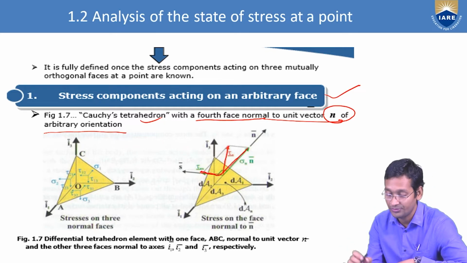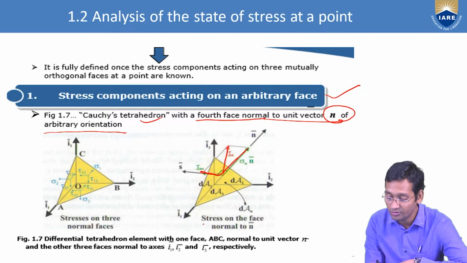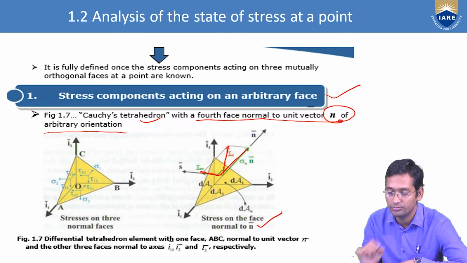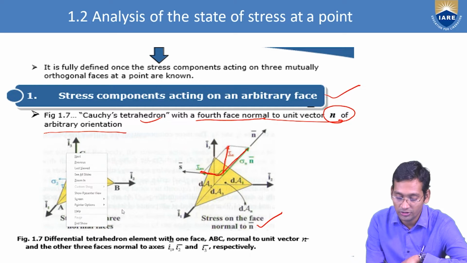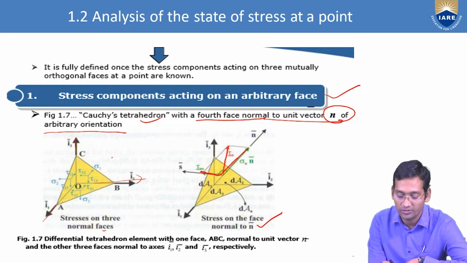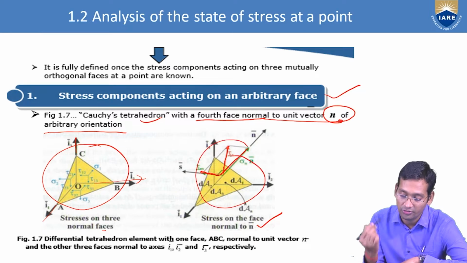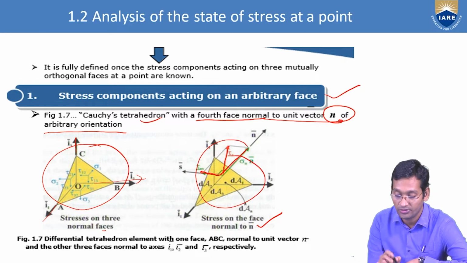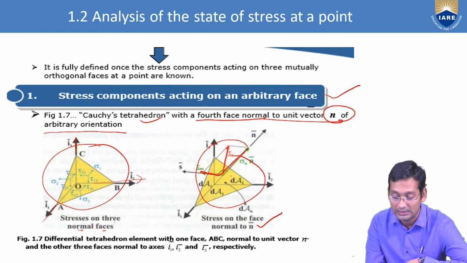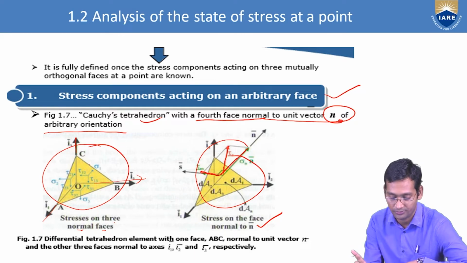These two forces, in which direction? In the direction of that plane. So this is what? Stress on the face normal to n. This is stress on three normal faces, so in this direction, this direction, this direction. So this is stresses on three normal faces, and this is stress on the face normal to n. So just see the difference. This is three normal faces, whatever the normal faces are there over that one, but this is the face which is normal to the unit vector, not to this one, normal to the unit vector.